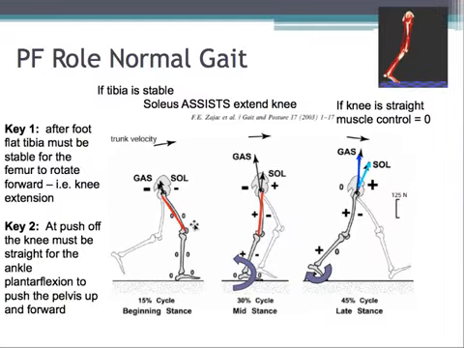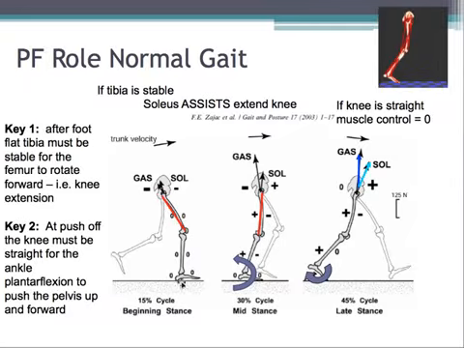So this comes up at least a couple times during gait in terms of helping us control proximal movement. There are two key points that we're going to make with this graph. The first key point is that after foot flat, the tibia must be stable for the femur to rotate forward, first to get knee extension. So in this first area, soleus assists to extend the knee.